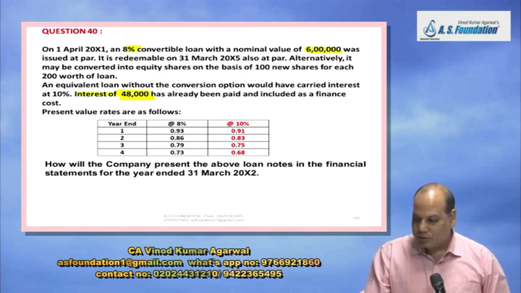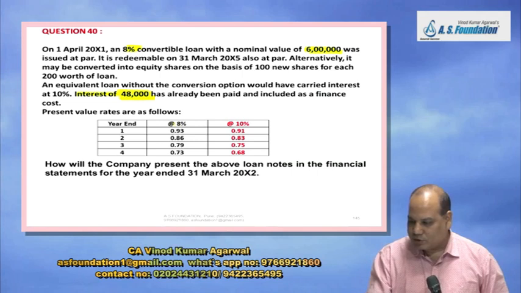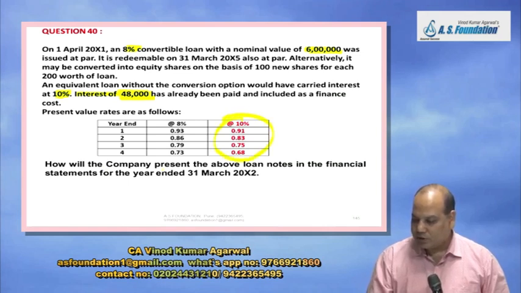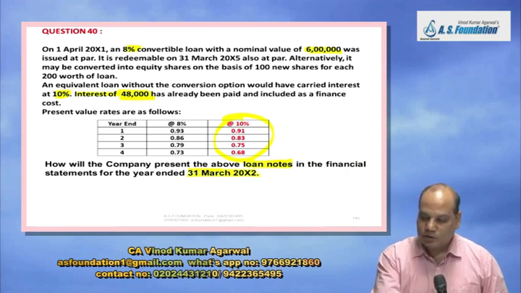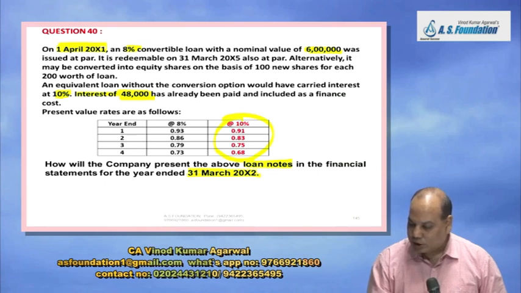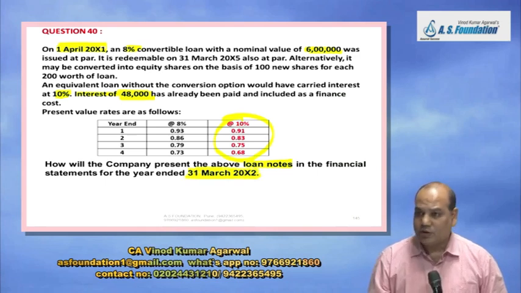Present value rate factors are given for 8 and 10. Which is relevant? 10%, because the market rate of interest is 10. So this we will take. How will the company present the above loan notes in the financial statement for year ended 31st March 20x2? 31st March 20x2 means first year only. The instrument was issued on 1st April. They have asked for entries only up to the first year.